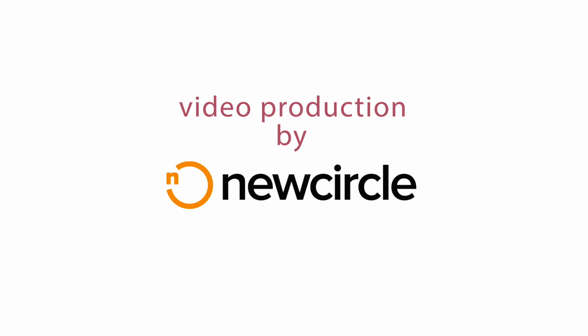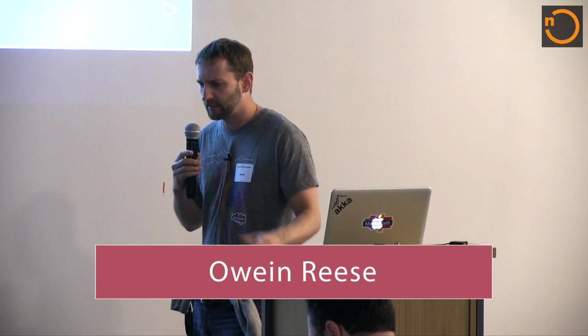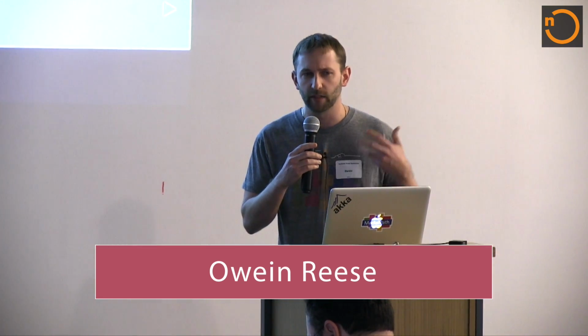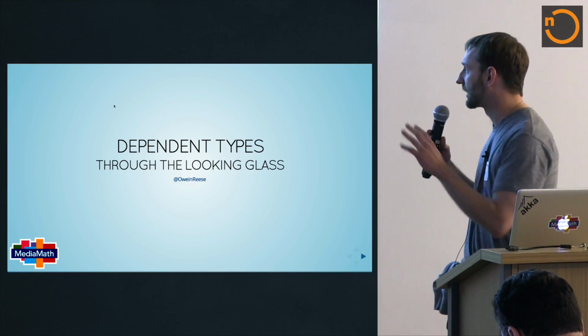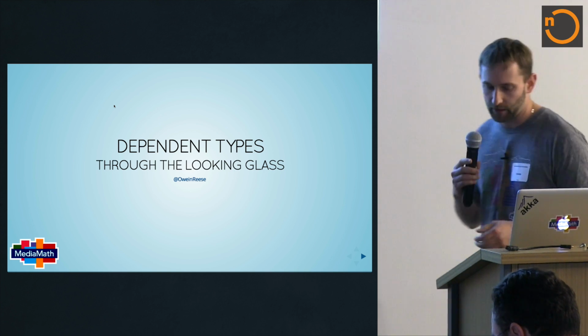I'm here to talk about dependent types, mostly because I see a lot of libraries coming out that don't use them. People really aren't sure about what they are, and I'd like to give a little introduction and show how you can actually use these things without being scared of them.